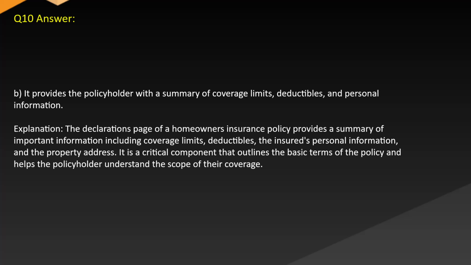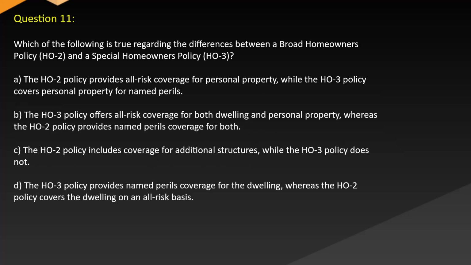Answer. B. It provides the policyholder with a summary of coverage limits, deductibles, and personal information. Explanation. The declarations page of a homeowner's insurance policy provides a summary of important information, including coverage limits, deductibles, the insured's personal information, and the property address. It is a critical component that outlines the basic terms of the policy and helps the policyholder understand the scope of their coverage.